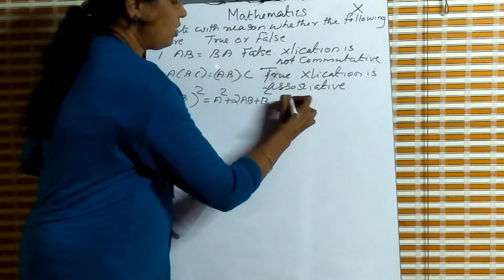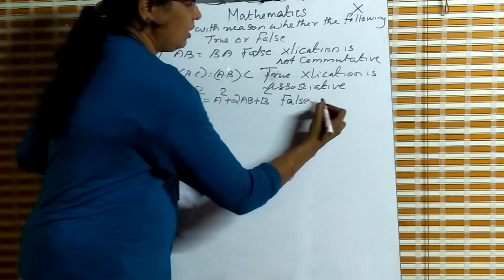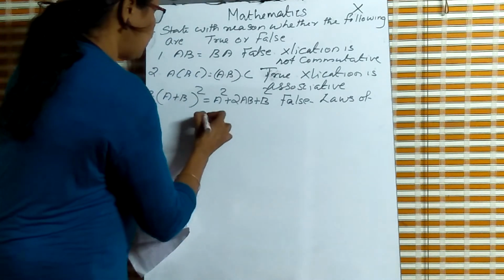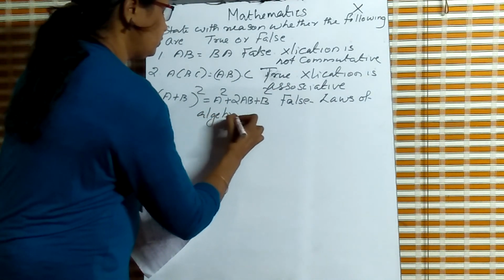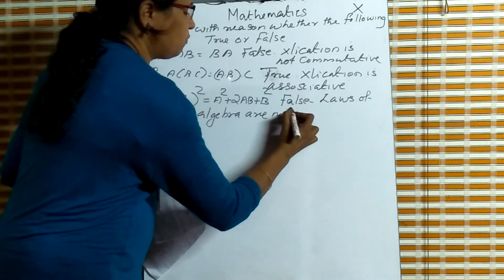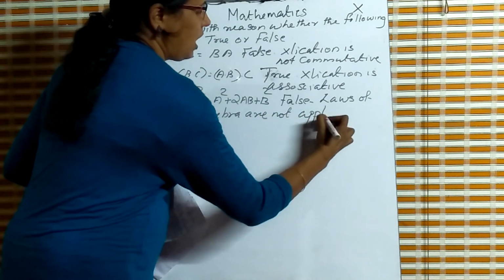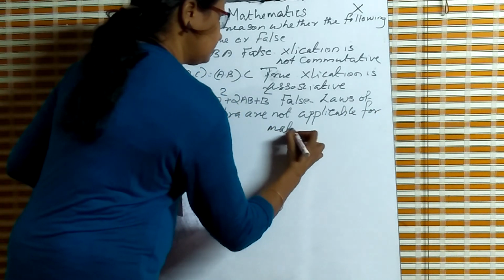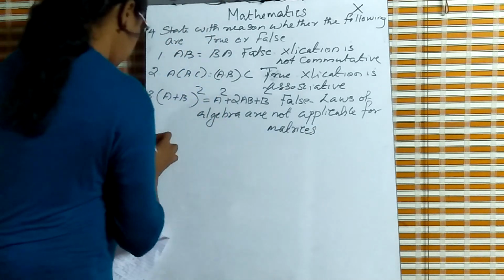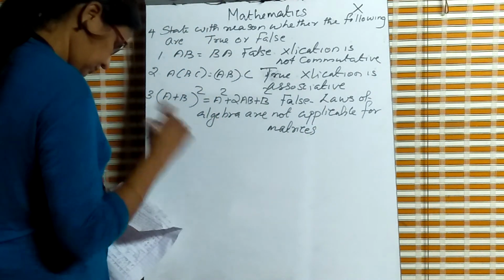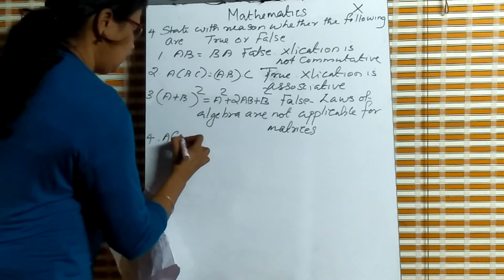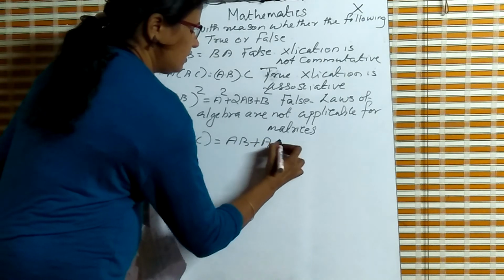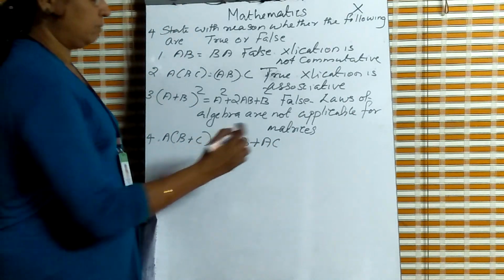This is false because laws of algebra are not applicable for matrices. Then the fourth: A into B plus C is equal to AB plus AC.